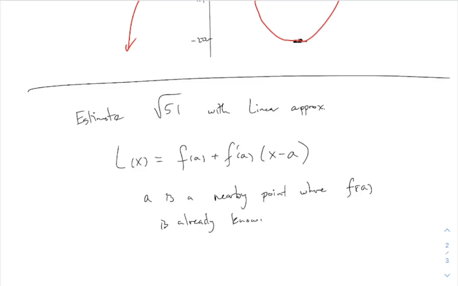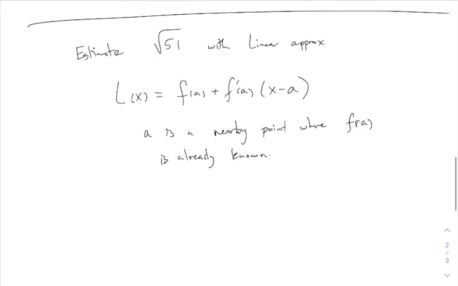What do you want to pick for that? Something close to 51 that you know the square root of? Shout it out. Yeah? 49. Yeah, that's a square of something that's close to 51. Right? The square root of 49 is 7. So I'm going to choose a equals 49 because it's close to 51, and I know what the square root of 49 is. All right?